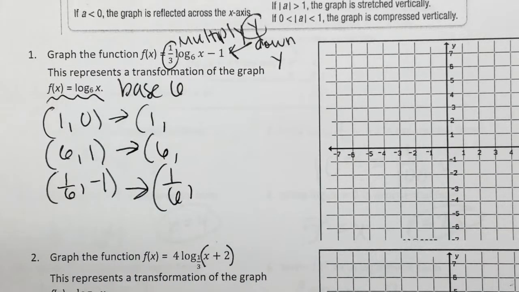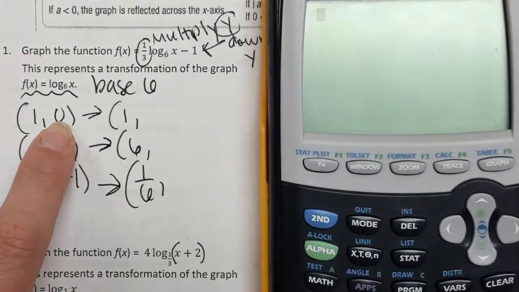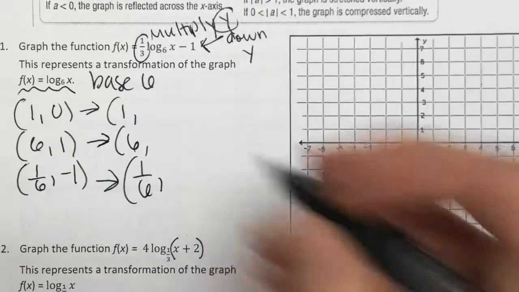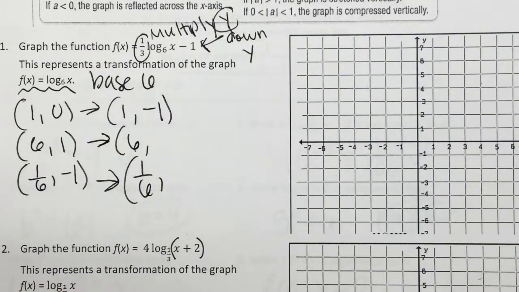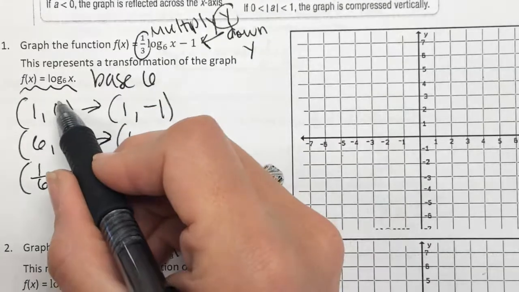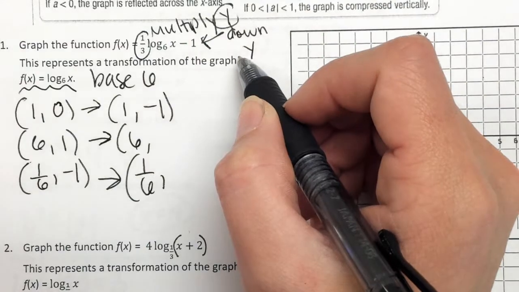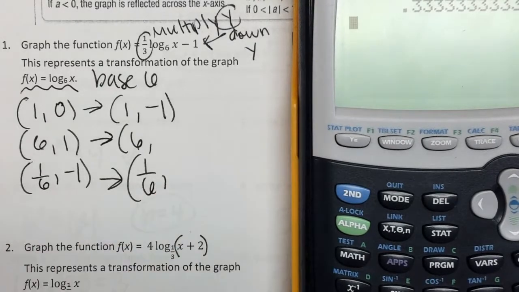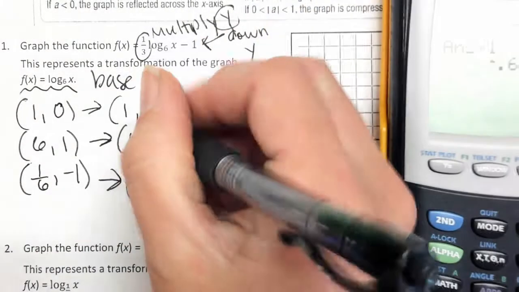And now you're going to take this Y value, which is 0, correct? What is 0 times 1/3? 0. Minus 1? Negative 1. Everybody see that? So you just take your Y value, multiply it by 1/3, and then subtract 1. So what's 1 times 1/3? 1/3. What is 1/3 minus 1? Negative 0.667.